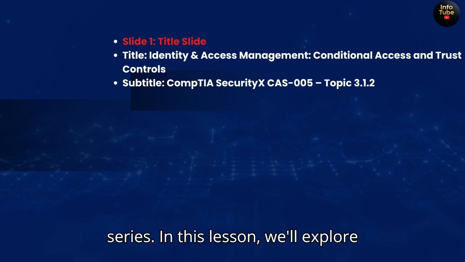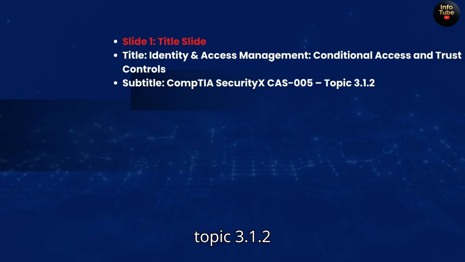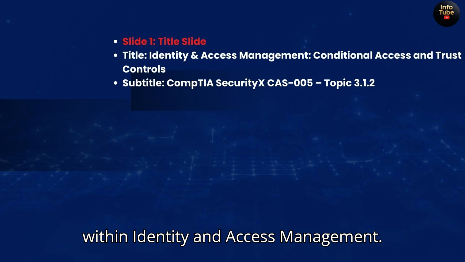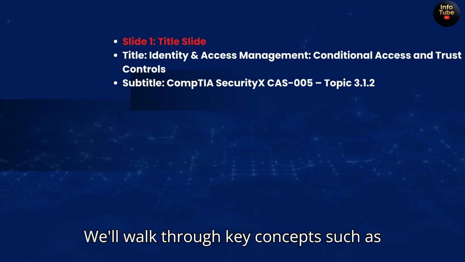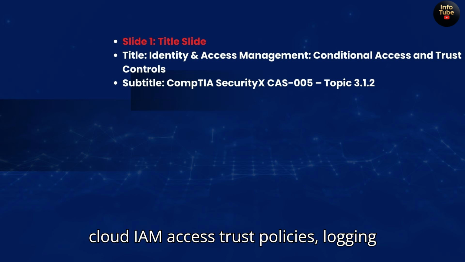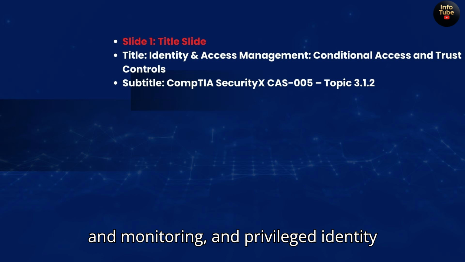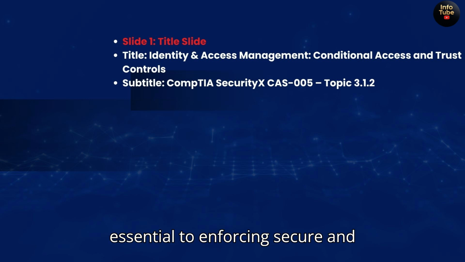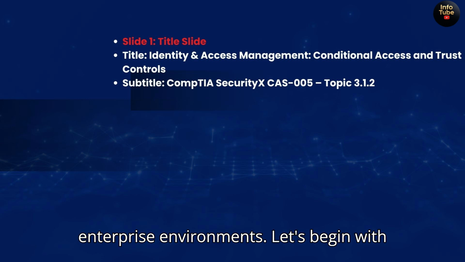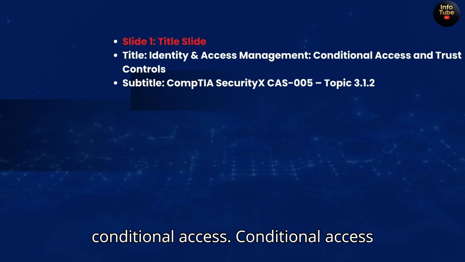In this lesson, we'll explore Topic 3.1.2, Conditional Access and Trust Controls within Identity and Access Management. We'll walk through key concepts such as conditional access methods, attestation, cloud IAM access trust policies, logging and monitoring, and privileged identity management. These components are essential to enforcing secure and intelligent access decisions in modern enterprise environments. Let's begin with conditional access.